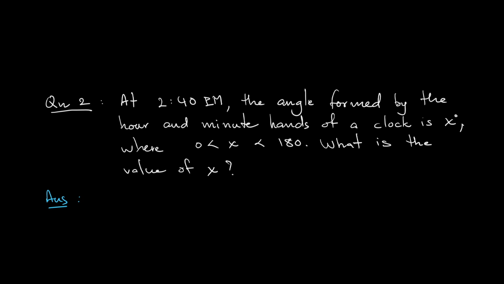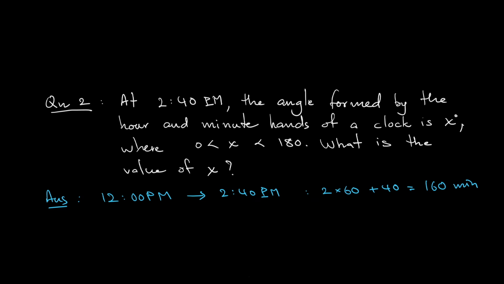So here we can start from, let's say, 12 p.m. From 12 p.m. to 2:40 p.m., how many minutes has it passed? That would be 2 hours and 40 minutes, right? So 2 multiplied by 60 minutes per hour plus 40. So 120 plus 40, that's 160 minutes that has passed.